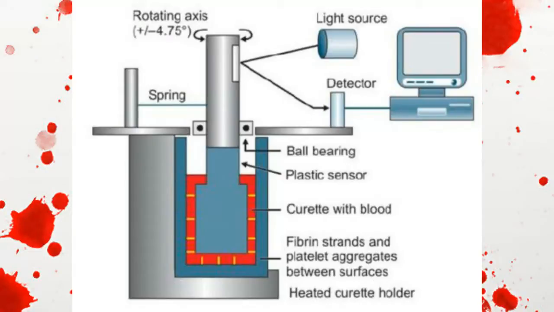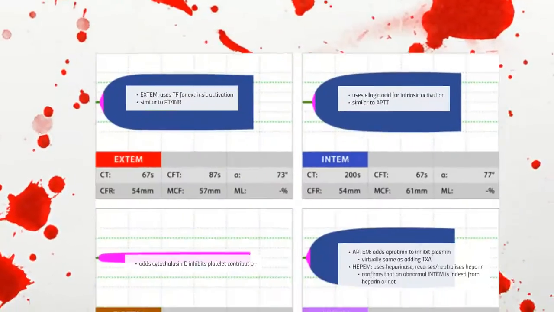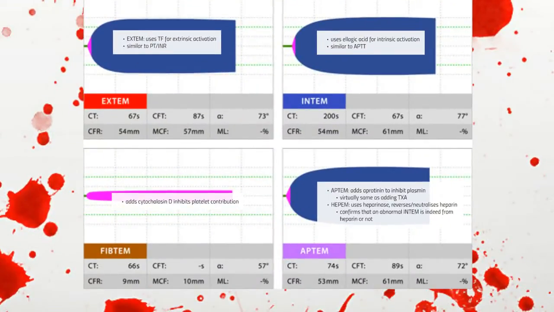The pin is suspended by a wire. It's a spring with a ball bearing system in the ROTEM. So some people wheel it from theatre to theatre. It's a lot more resistant to vibration than the TEG system, where the cup moves and the pin is fixed. I mentioned you have 4 channels. These are these 4 channels.